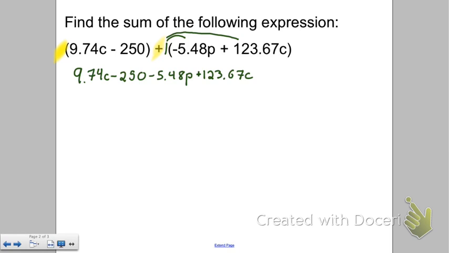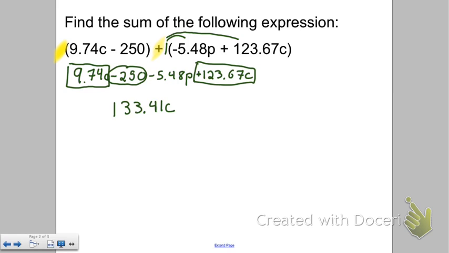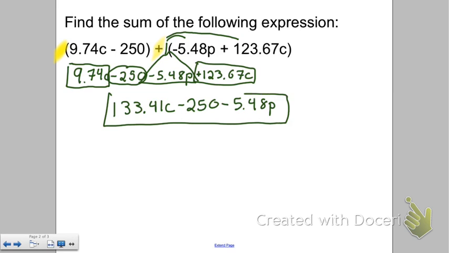Now I'm going to look for like terms. 9.74C plus 123.67C are like terms. When I combine those, I have 133.41C. Minus 250 has no like term, so I can just bring that down. And minus 5.48P has no like terms, so I can also just bring that down. Now this is my simplified expression that represents the sum.